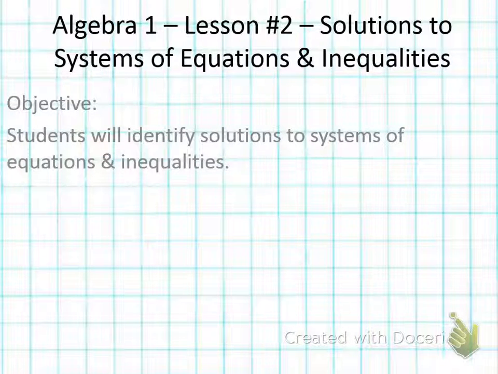Alright, this is lesson number 2, solutions to systems of equations and inequalities. Today our goal is to identify solutions to systems of equations and inequalities. So, yesterday we looked at graphs and we were just identifying linear, quadratic, exponential, and cubic. Today we're going to be looking at graphs that are systems, meaning that there's lines that cross. And sometimes where the lines cross, that's the answer, or sometimes where the shaded region is the answer.